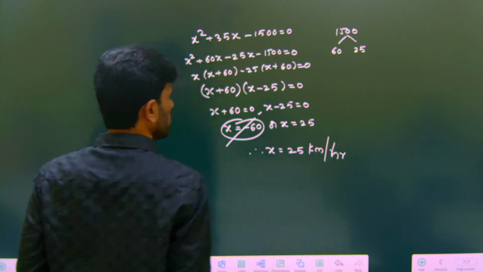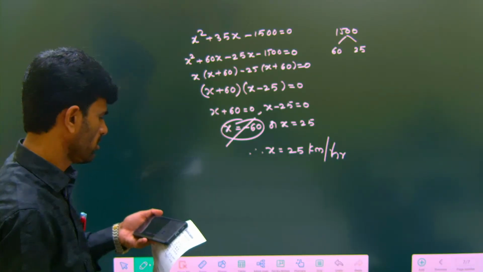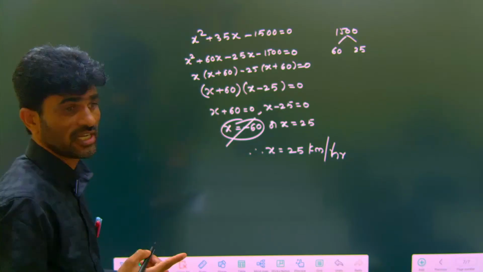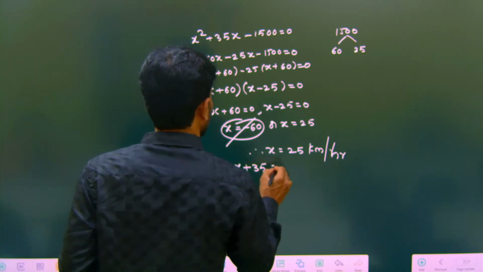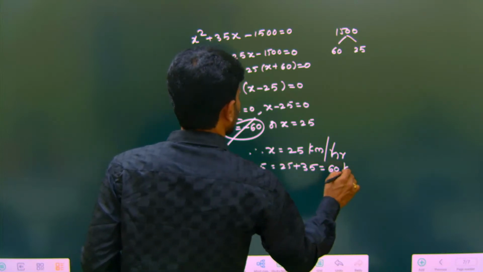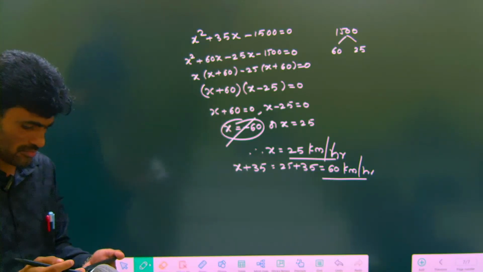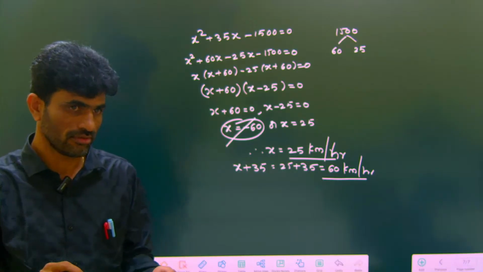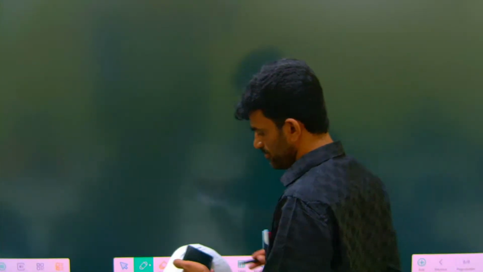The speed of second train is 25 kilometers per hour. And speed of first train is 35 kilometers more. x plus 35 is equal to 25 plus 35 is 60 kilometers per hour. First train, second train. This is done.